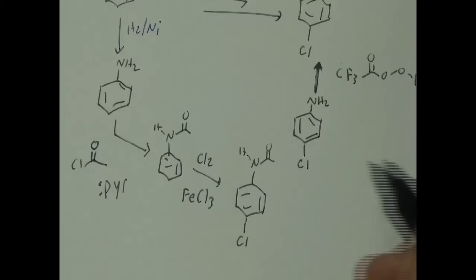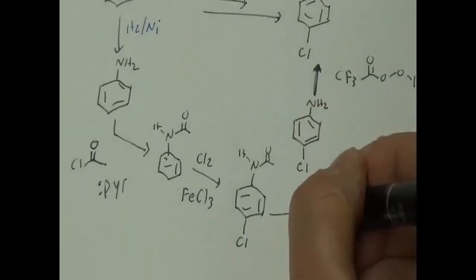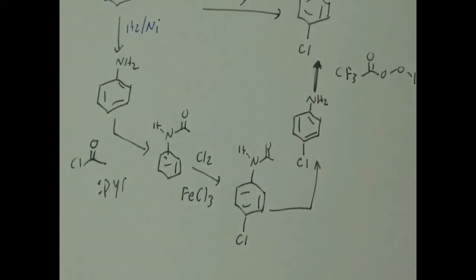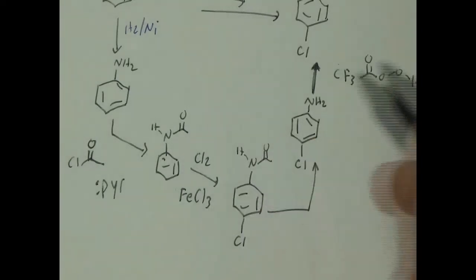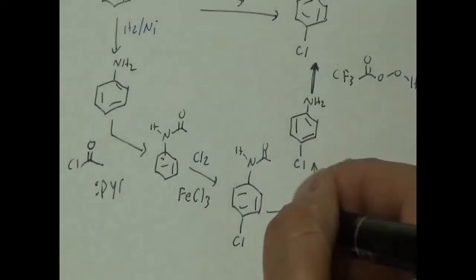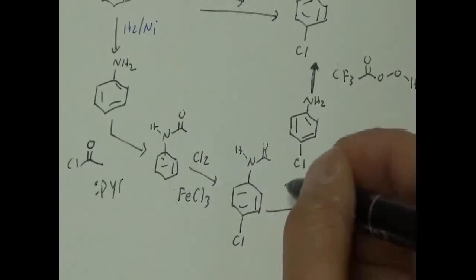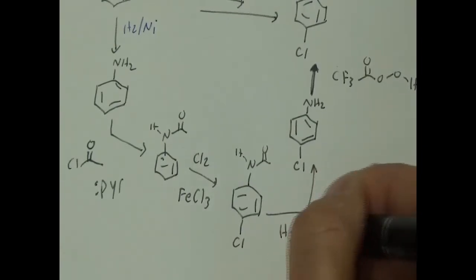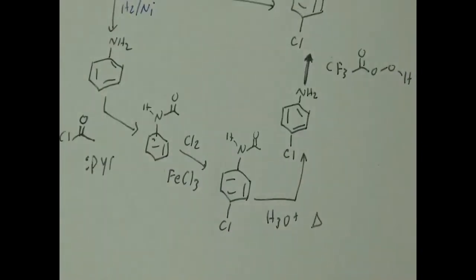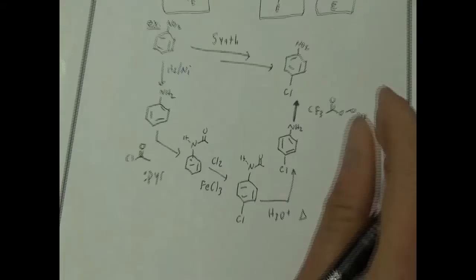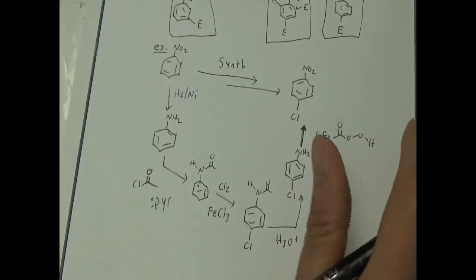Sweet. All we got to do now is, what? We got to wipe off the amide. How do we do that? We hydrolyze it. H3O plus, heat. And there we go. We've done it. Alright, cool, that's fun.